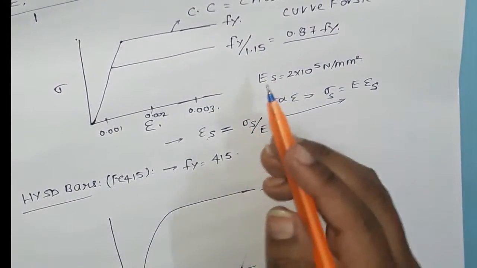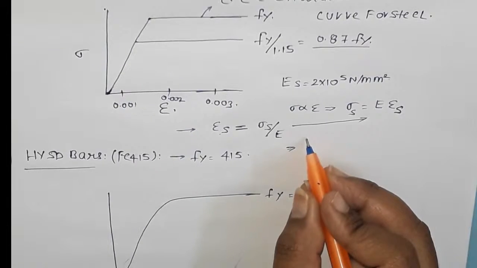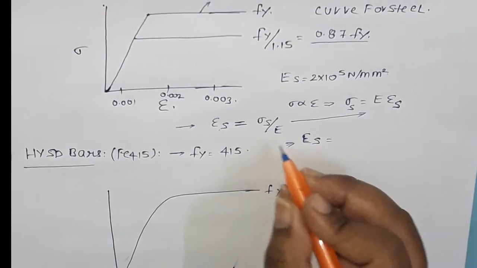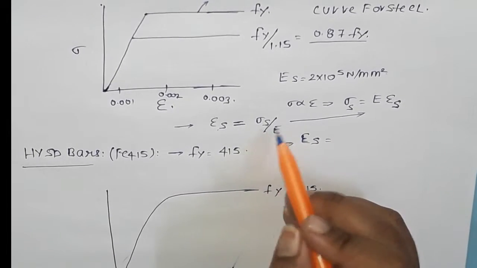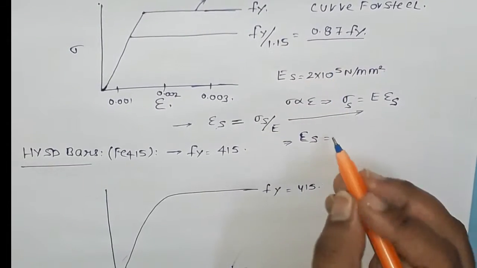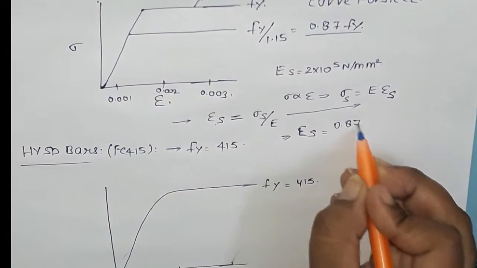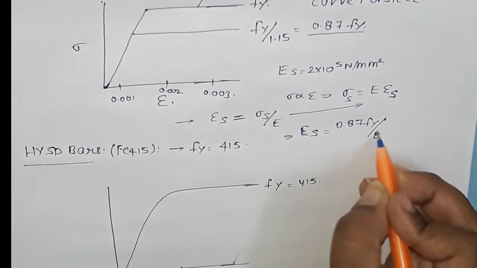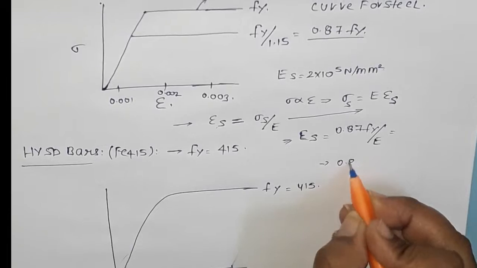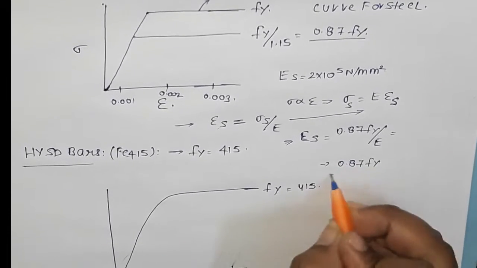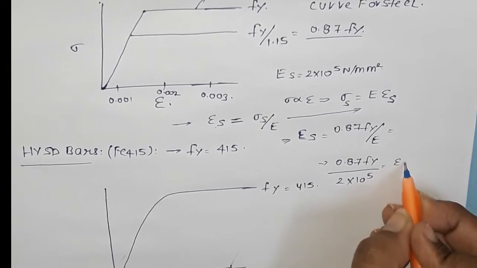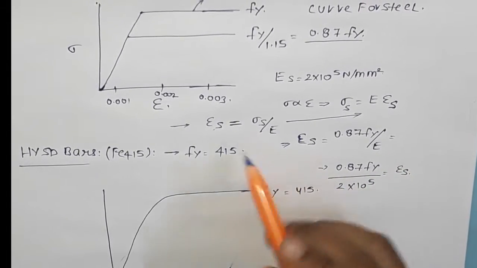Sigma S is nothing but the stress in steel. Therefore epsilon S is nothing but the strain in steel. Already we have calculated the stress in steel as Fy by 1.15, which is equal to 0.87 Fy. So 0.87 Fy by E. I already said that Young's modulus of steel is 2 into 10 power 5. So therefore this is going to be the ultimate strain in steel for Fe 250.